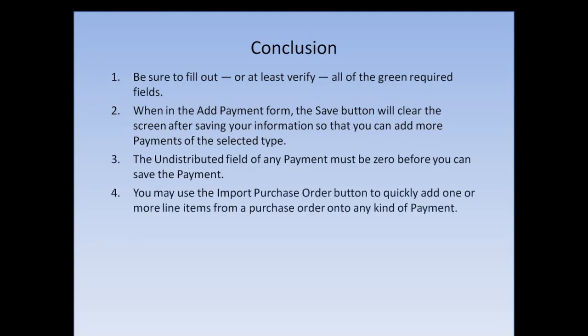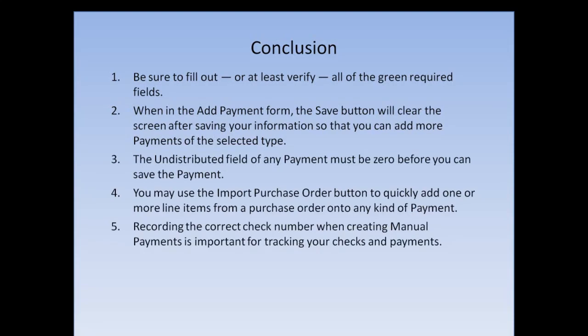4. You may use the Import Purchase Order button to quickly add one or more line items from a purchase order onto any kind of payment. 5. Recording the correct check number when creating manual payments is important for tracking your check and payments. 6. Posted payments may be found at Accounting, Utilities, Payment Utility.